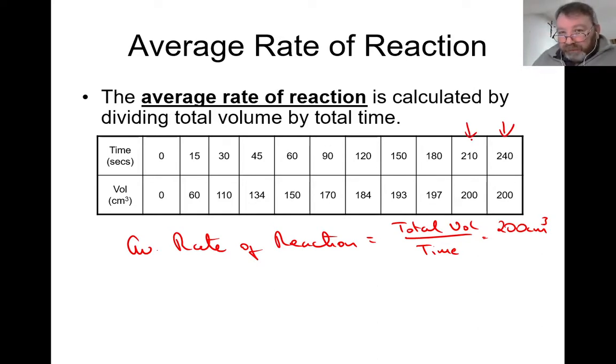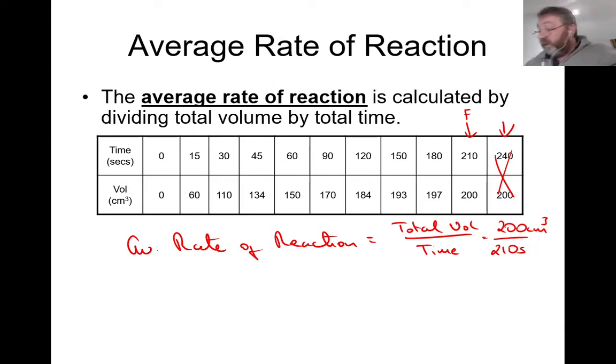And the answer is your reaction is finished the first time you hit a repeating volume. So notice 200 repeats itself here. So therefore the finish is that one. So it took 210 seconds to produce the total volume of 200 centimeters cubed. It's not that one. We don't use that in our calculations at all. We may plot it as part of a graph, but never as part of our calculations.